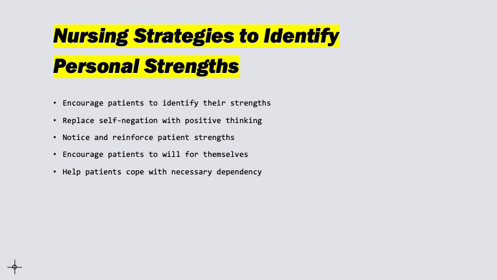Specific strategies that can be used to help patients identify and use personal strengths include encouraging patients to identify their strengths, replacing self-negation with positive thinking, noticing and reinforcing patients' strengths, encouraging patients to will for themselves the strengths they desire and try and use them, and then help patients to cope with necessary dependency resulting from aging or illness.